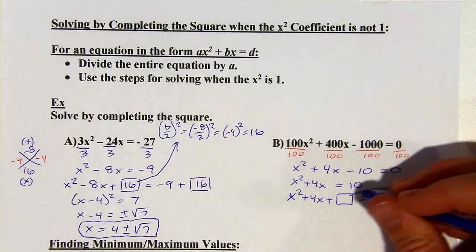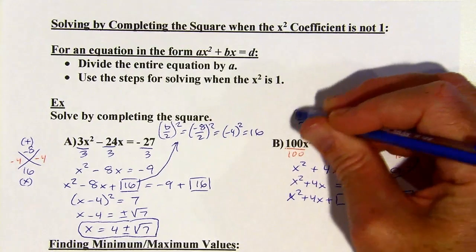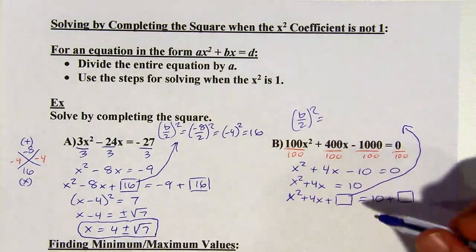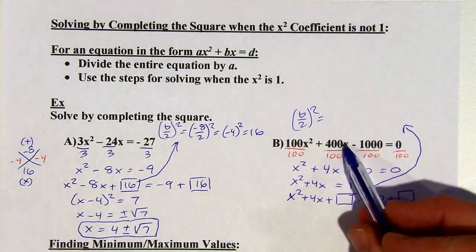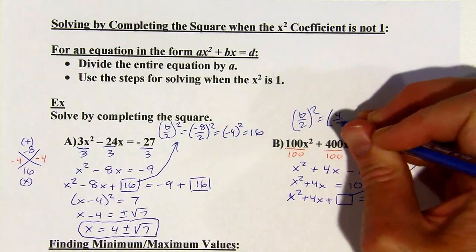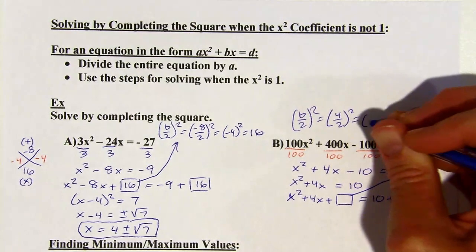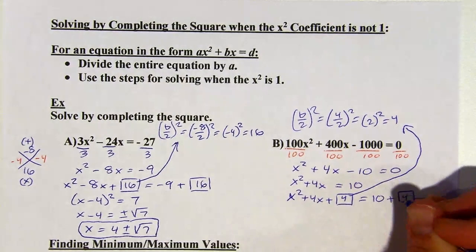Okay, so this mystery number then, I'll do that up here. B over 2 squared. B here, I want to use this B. So B is going to be 4, not 400. I want to use the B after I did the dividing. Okay, so 4 over 2 squared. That's 2 squared, which is 4. So my mystery number is 4.